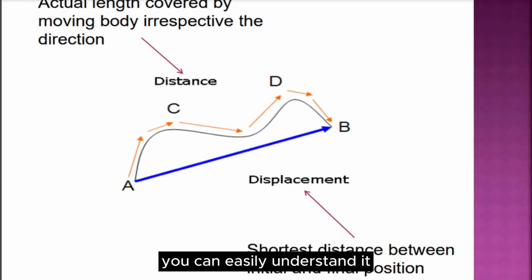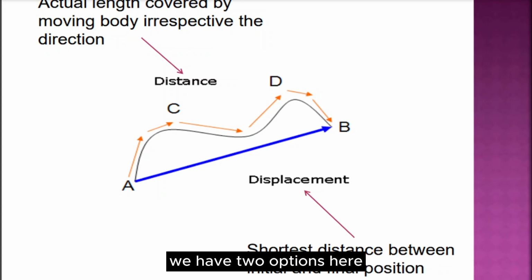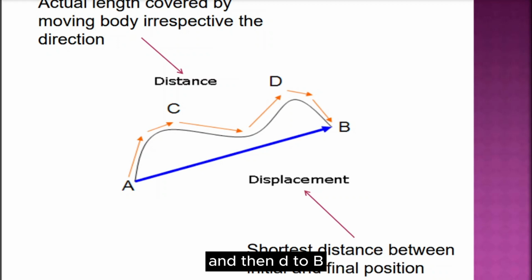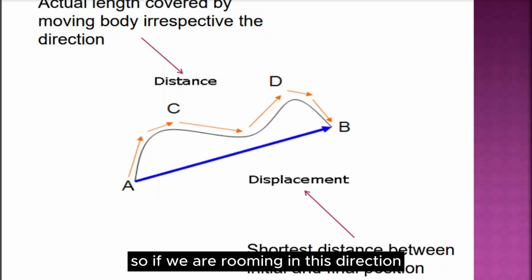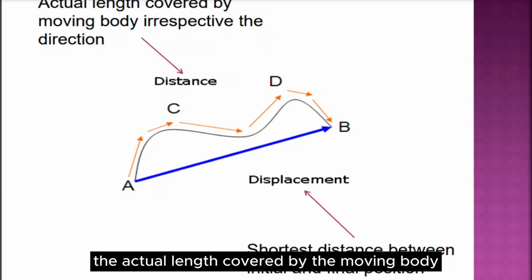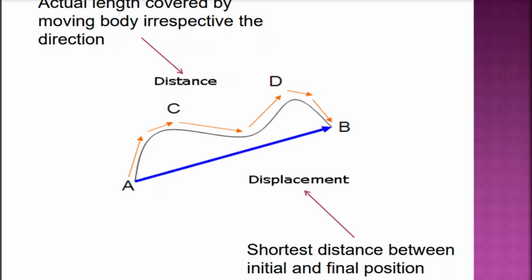From the figure, you can easily understand it. If we are going to move from point A to B, we have two options here. First, we follow the path from A to C, then C to D, and then D to B. This is the actual length covered by the moving body, irrespective of the direction.